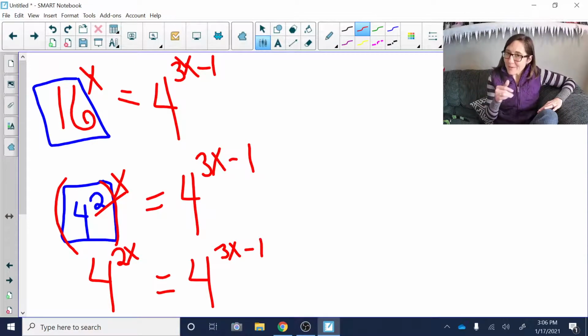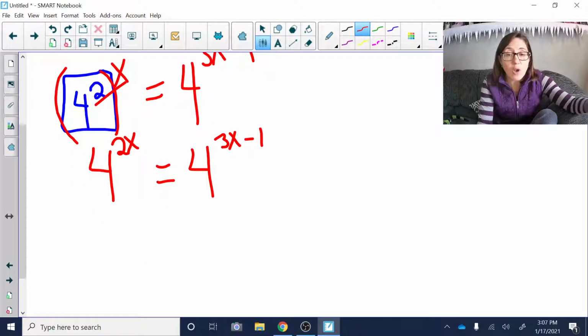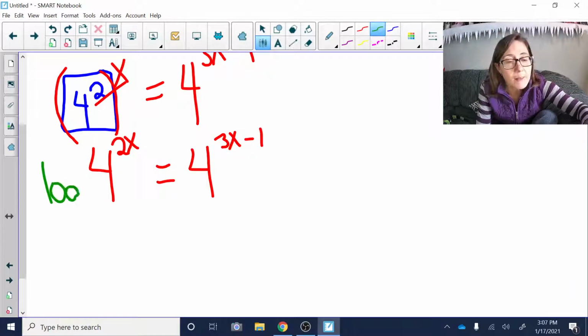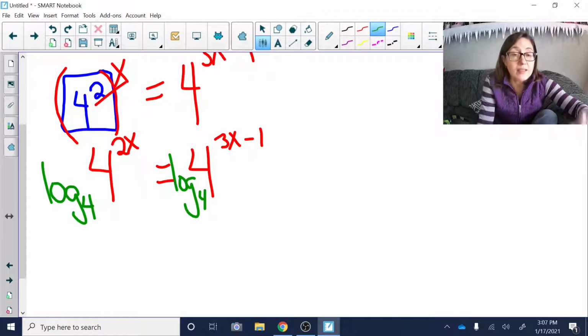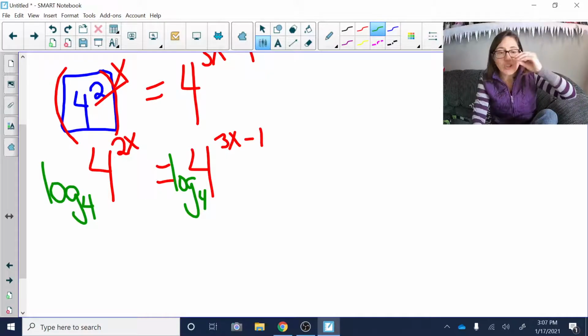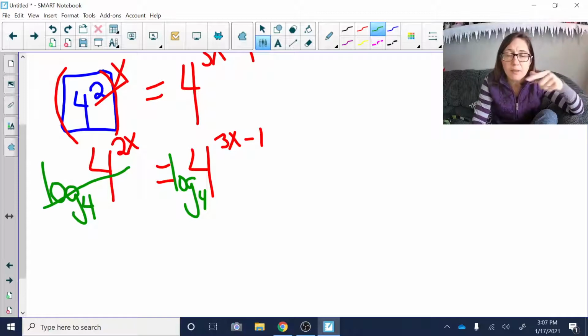Okay, they didn't start out as matching bases, but now I've converted them into matching bases. So now if the bases match, the exponents are going to have to also match. Technically, what we're doing here is taking the log base 4 of both sides. Since logarithms are the inverse operations of exponentiation, taking the log base 4 of a base of 4 cancels each other out. It's kind of like taking the square root of something that's squared. Same thing is happening here.